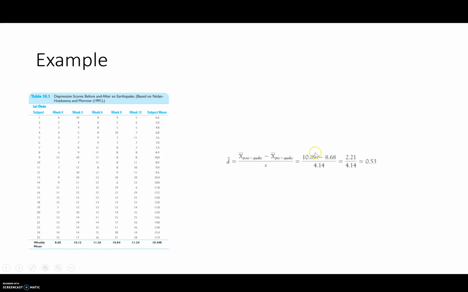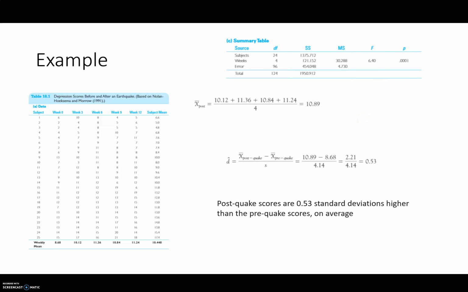And this is the post-quake mean right here. So this is the mean of all these four means, okay? Or if you take all of this data and take the average, selecting all of those columns in Excel, you get the same number, okay? So post-quake scores are 0.53 standard deviations higher than pre-quake scores on average is how you would interpret that. Okay, all right, that's it.